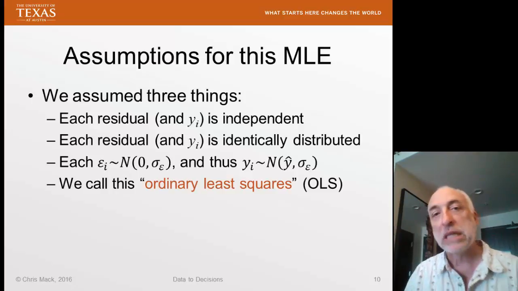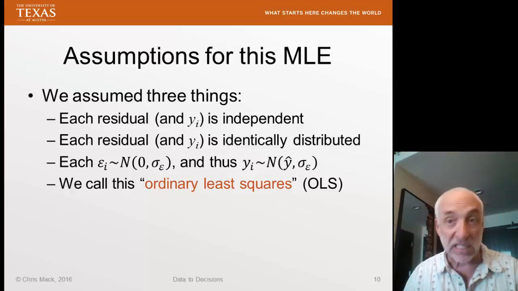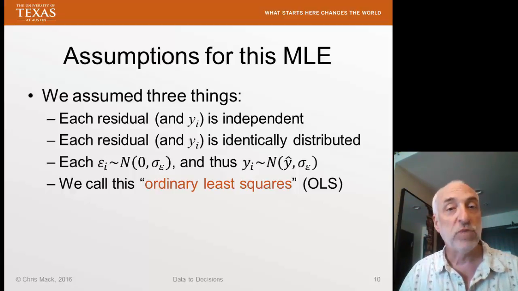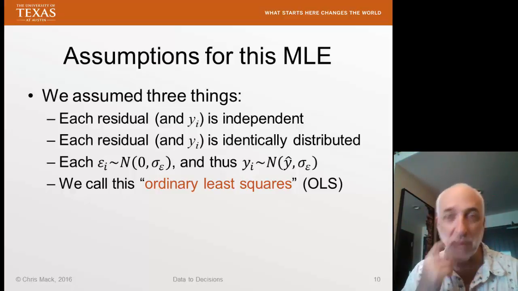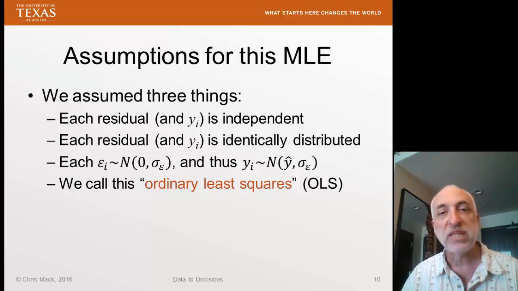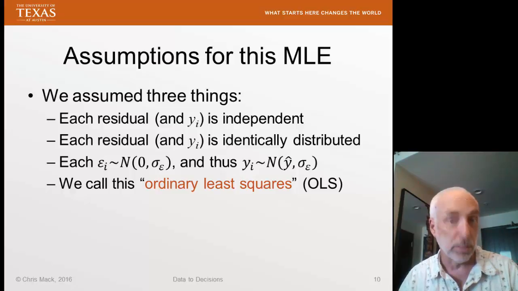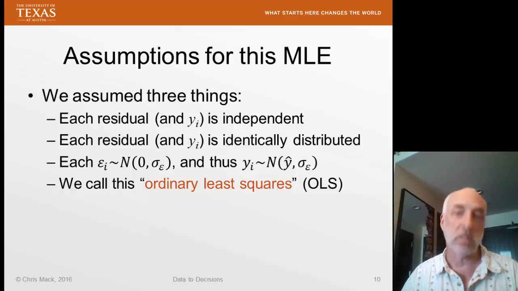Let's remember the assumptions that went into our derivation of this maximum likelihood estimate. We assumed 3 basic things about our model. The first is we assumed the model was perfect. That came first. But then we assumed that each residual was independent of all the others. Now, that's the same thing as saying each collected data point, yi, is independent of all the other data points.